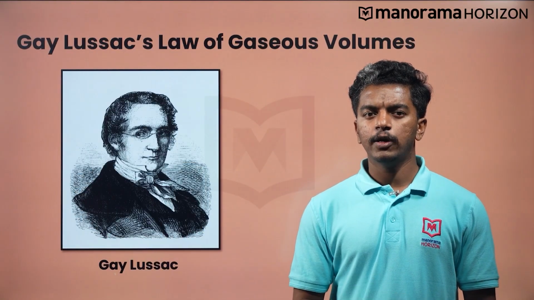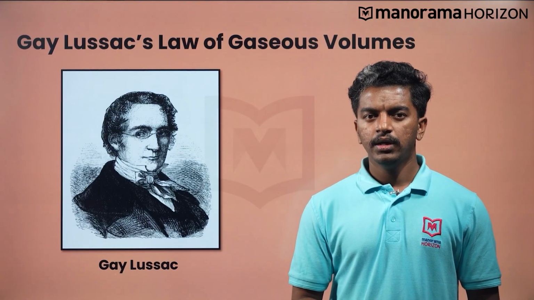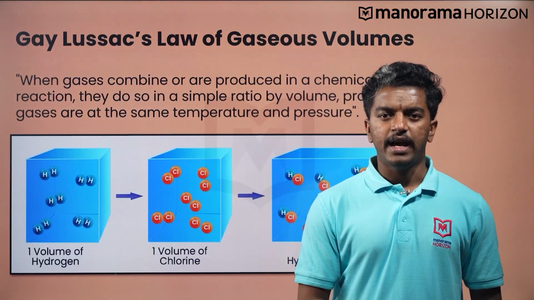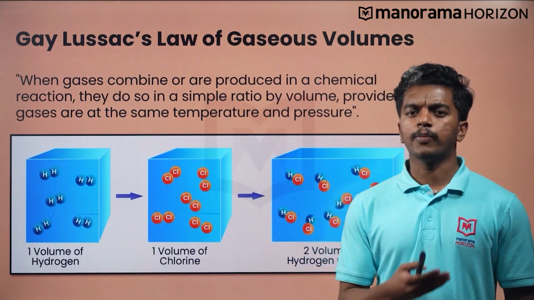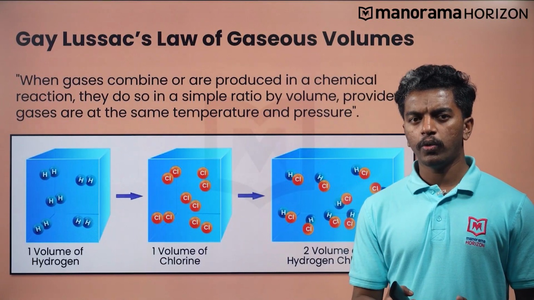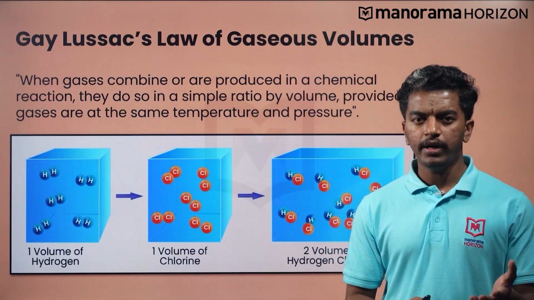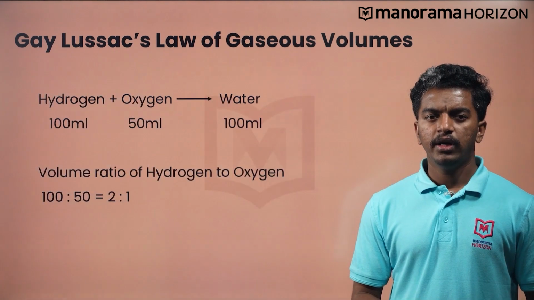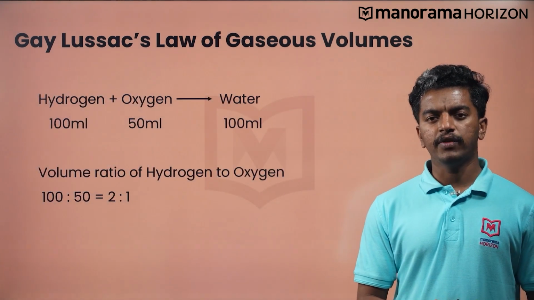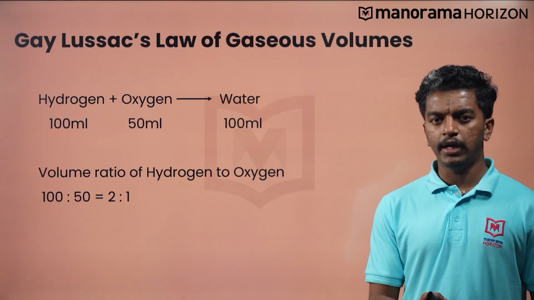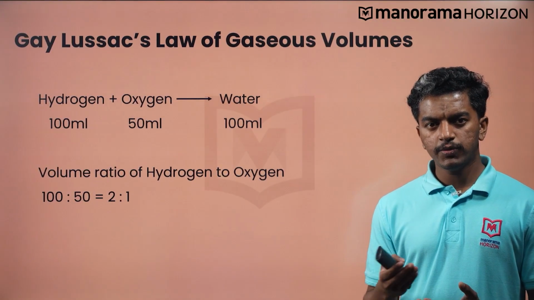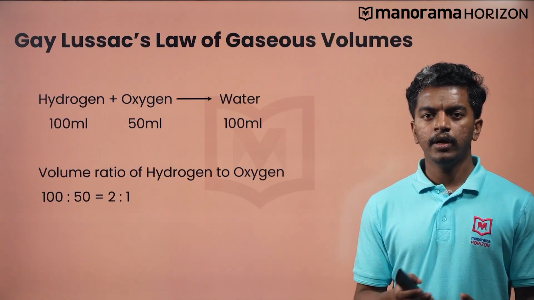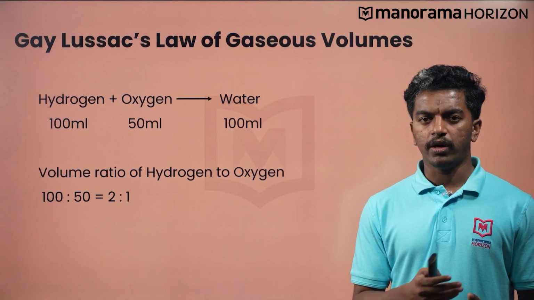Next, let's discuss Gay-Lussac's law of gaseous volumes. This law was given by Gay-Lussac in the year of 1808. This law states that when gases combine or are produced in a chemical reaction, they do so in a simple ratio by volume, provided all the gases are at the same temperature and pressure. For example, if 100 ml of hydrogen combine with 50 ml of oxygen to give 100 ml of water vapor, thus the volumes of hydrogen and oxygen which combine, that is 100 ml and 50 ml, bear a simple ratio, 2:1.